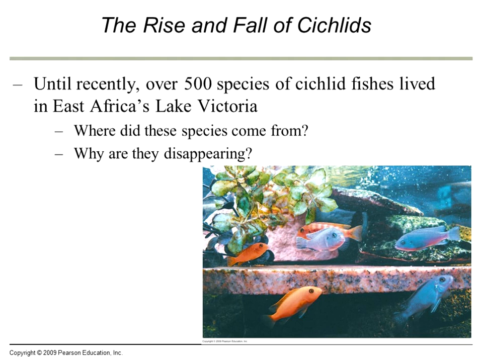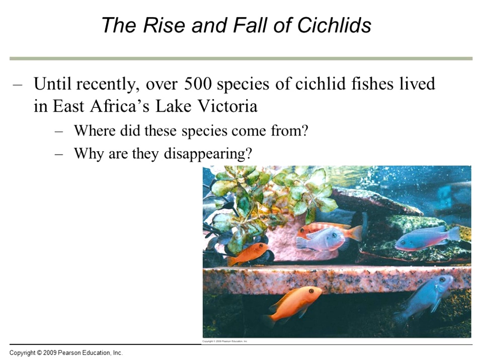Another example is the cichlids. This is an example used in your book. I'll give a little bit more detail here. If you've had a freshwater aquarium in your home, you've probably had a few cichlids in it. Cichlids originate from East Africa's Lake Victoria, where there were over 500 species of cichlid fishes that lived there originally.